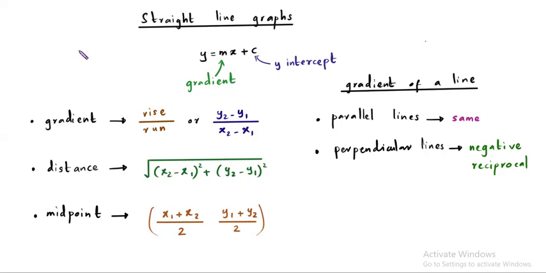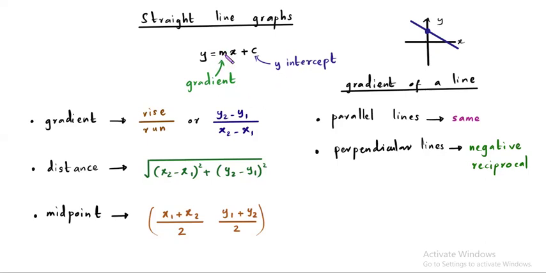Now, the y-intercept is the place where the graph hits the y-axis. For example, if I draw a small sketch here, this is the x-axis, this is the y-axis, and let's say I draw a line like this. This is the place where the graph hits the y-axis. That is called the y-intercept.